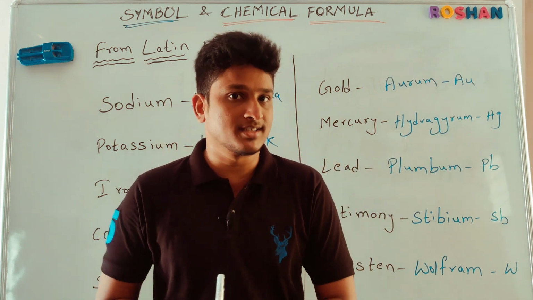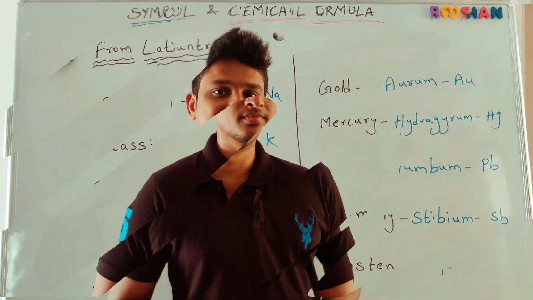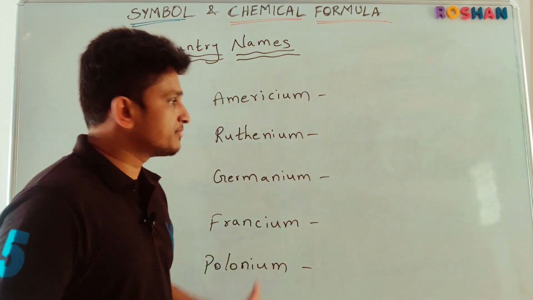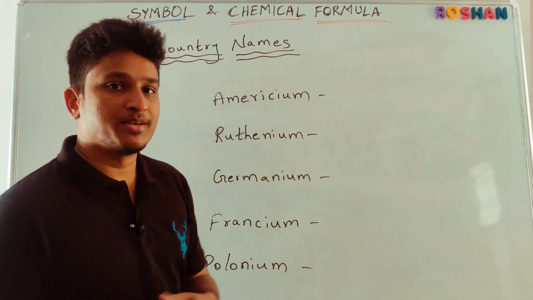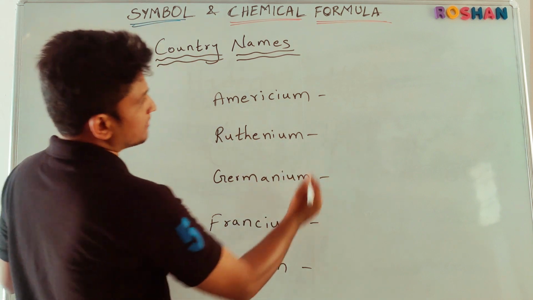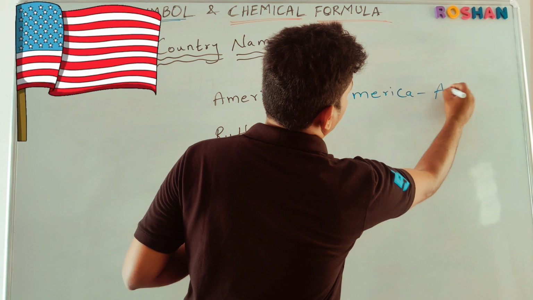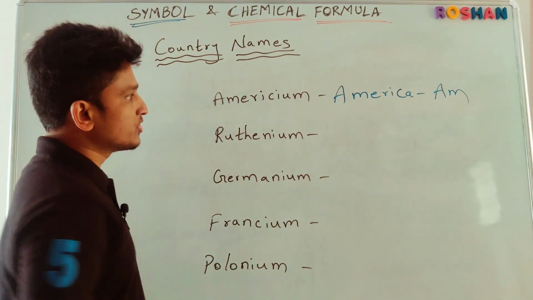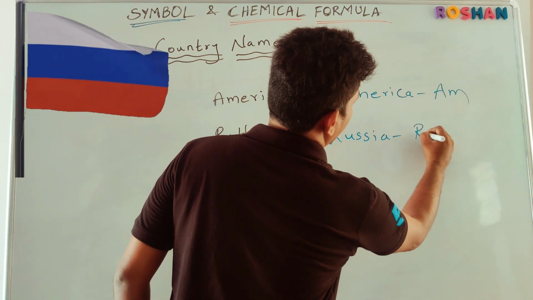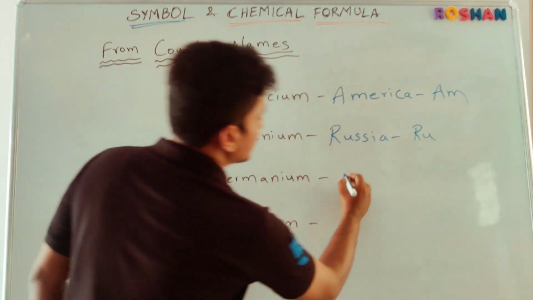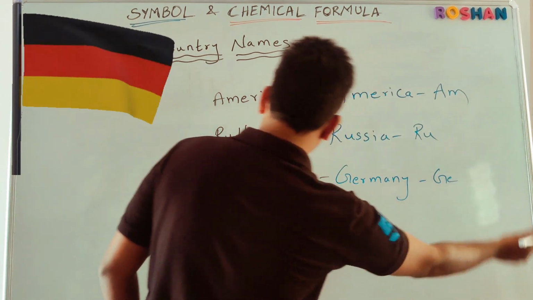Let's see which elements are based on country names. Students, these are some of the elements which are named after their country. Americium, you guess the country. Americium is named after which country? There is no confusion here. America. Yes or no? Ruthenium is named after, students, Russia. So its symbol is Ru. Germanium is named after Germany. So the symbol is Ge.